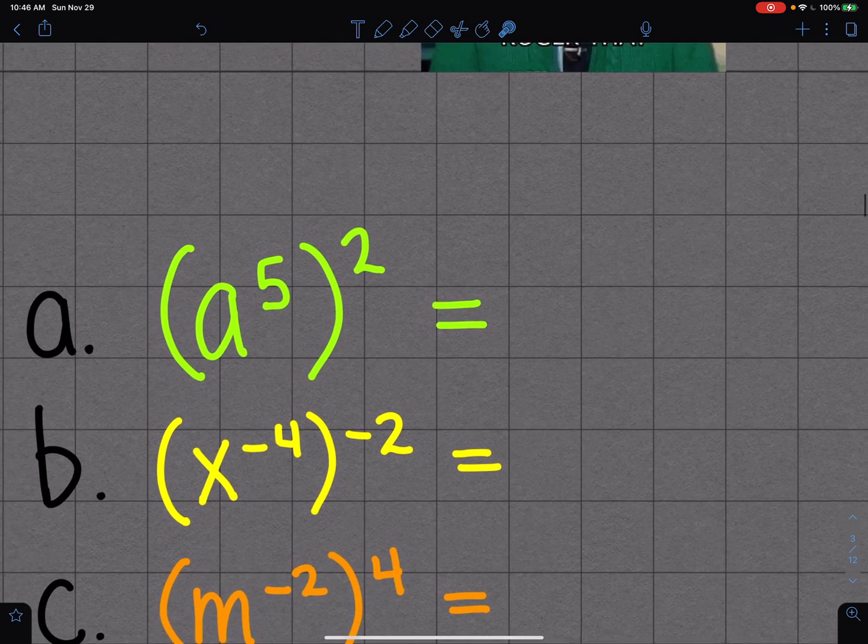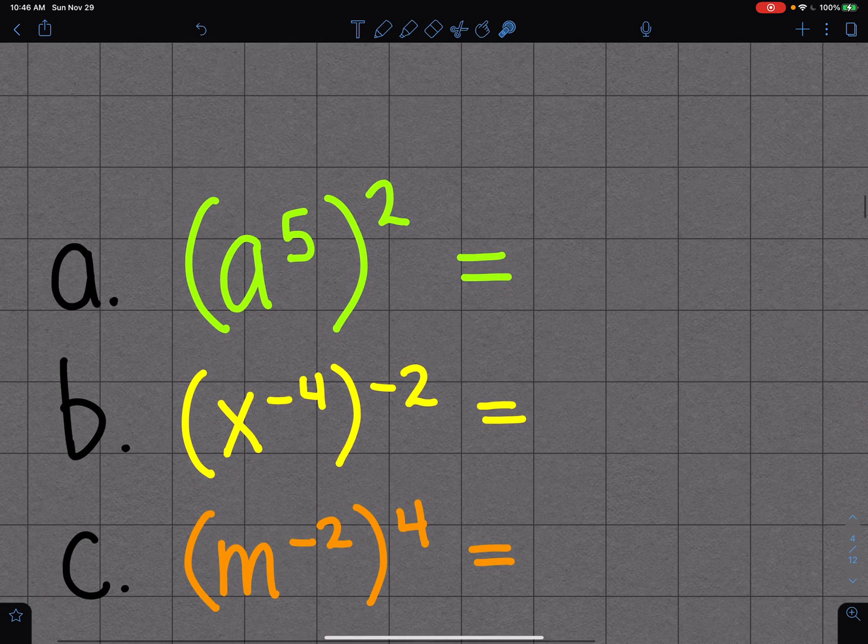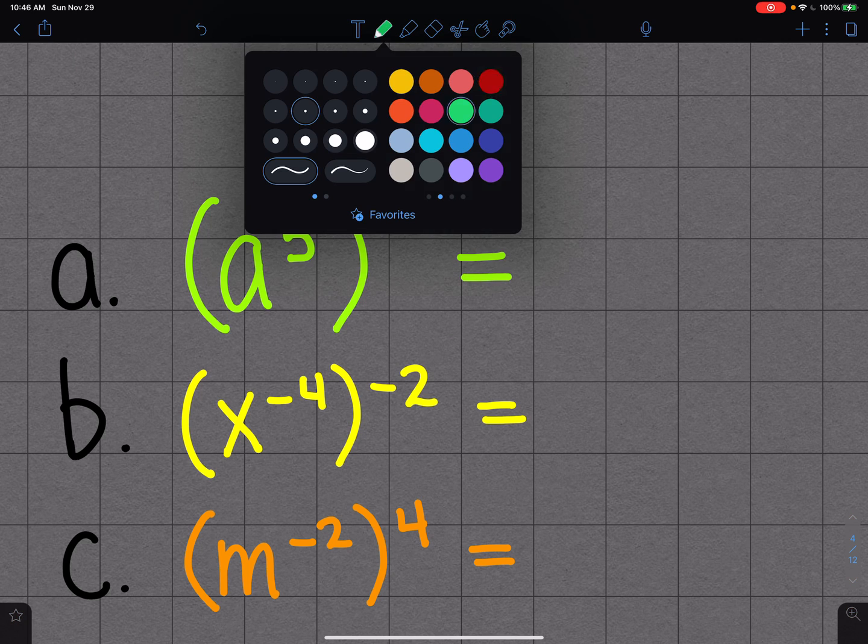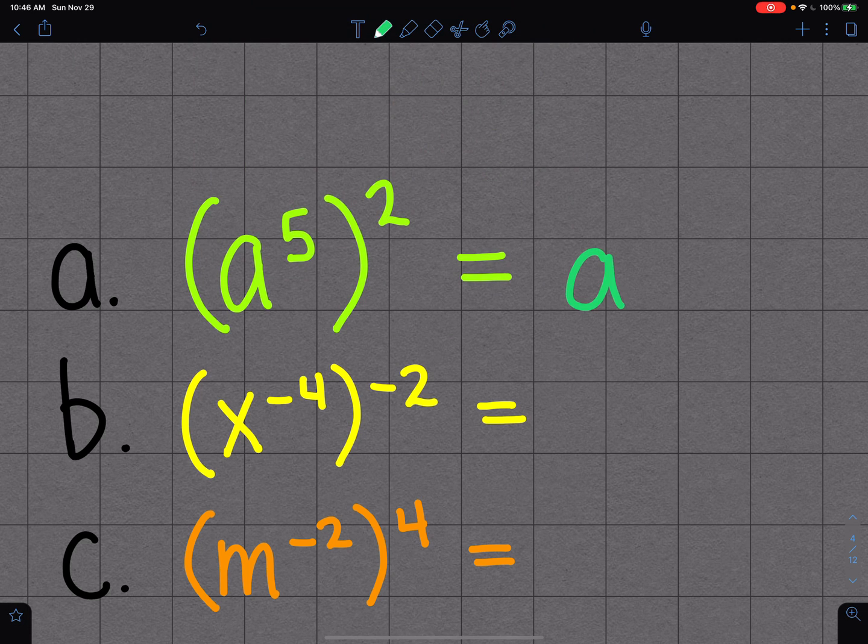If you got it, then we got to practice it. We're going to start with these easy ones. A to the 5th, the whole thing raised to the second power, is going to be what? A to the 5 times 2, which is 10. A to the 10. Okay, what about B? B, we have x raised to the negative 4. It's getting trickier. All raised to the negative 2 power. We're going to have x raised to the, what's negative 4 times negative 2? It's going to be a positive 8.